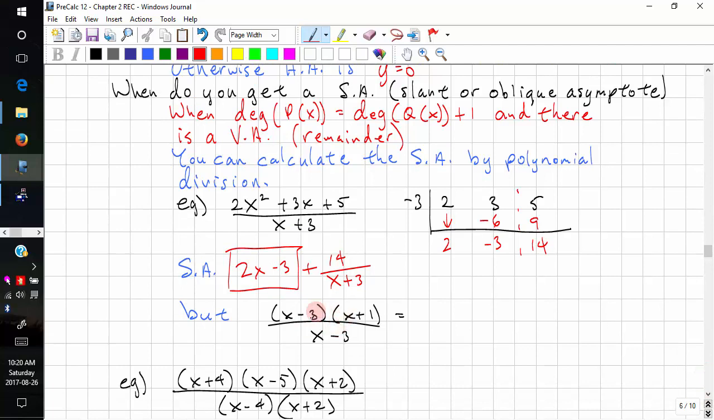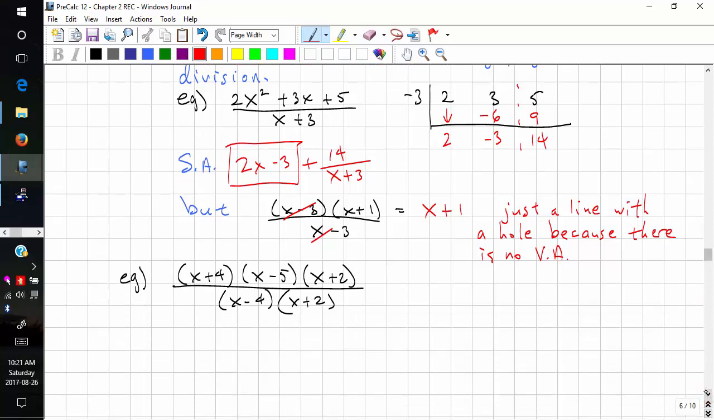So if we have an expression like this, we can cancel this out. So this is x plus 1. Because we've canceled everything out, there's no remainder. So this is just a line with a hole. Because the other way to look at it is there is no vertical asymptote. Okay, so there's no vertical asymptote, there's no remainder.